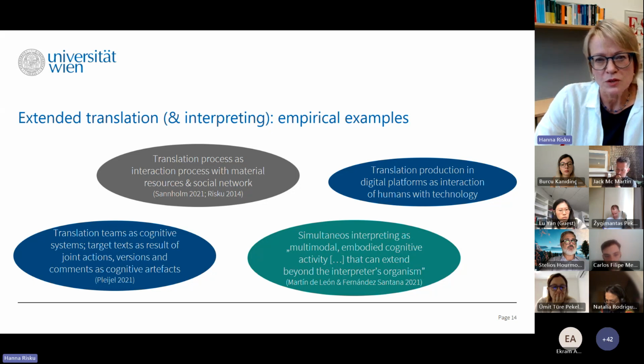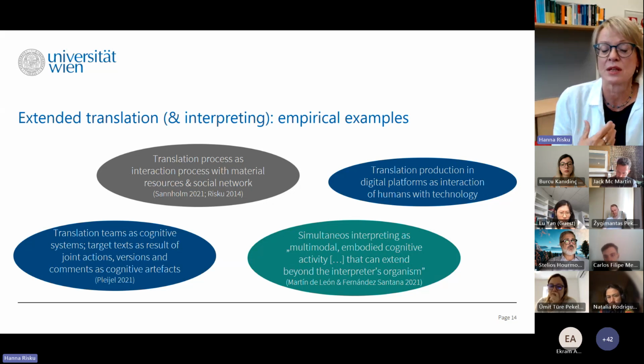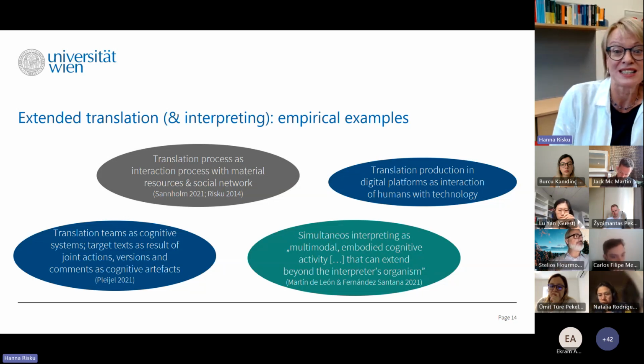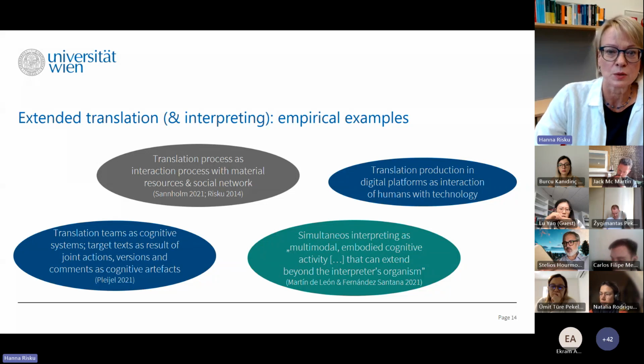Raphael Sandholm's research and also my study of freelance translation, for example, focus on how the translation process can be seen as an interaction process with material resources and with the social network. And the empirical example that I will discuss in my lecture today stems from our common work. One would also examine how literary or other texts emerge as products of the publisher, its networks, guidelines, processes.